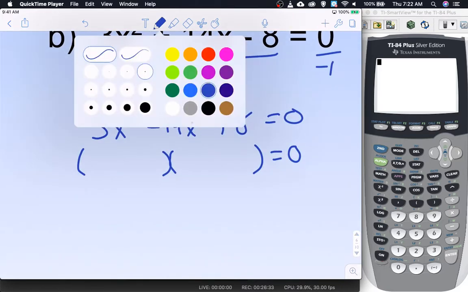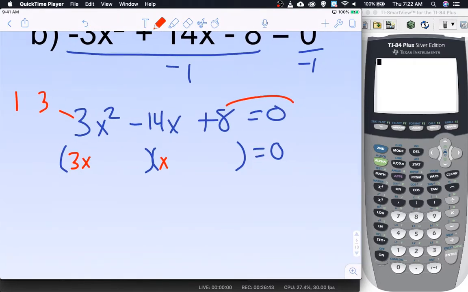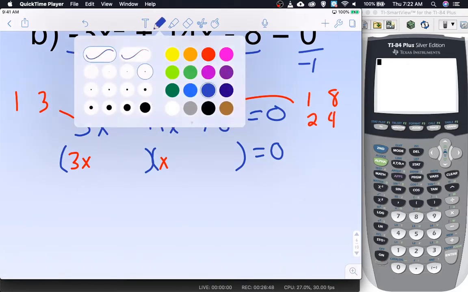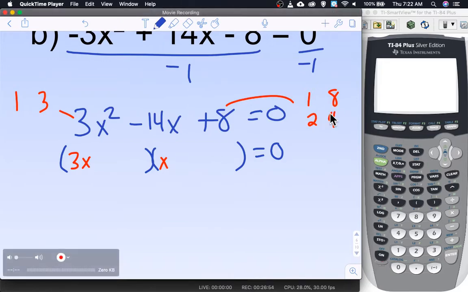Okay, factors of 3 are 1 and 3. Which is going to make this first part easy. It's got to be a 3x and an x. Has to be. Factors of 8 are 1 and 8, 2 and 4. Which means I do have some combinations I have to try. Now, mental math, or guessing and checking, we try the pair that are closer together first.